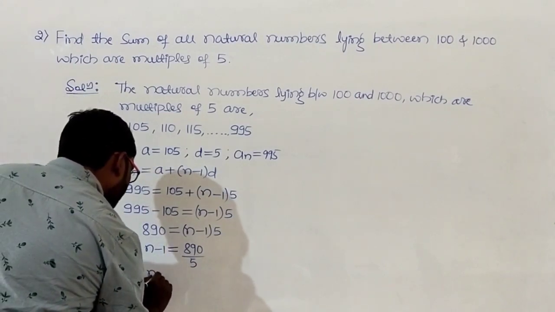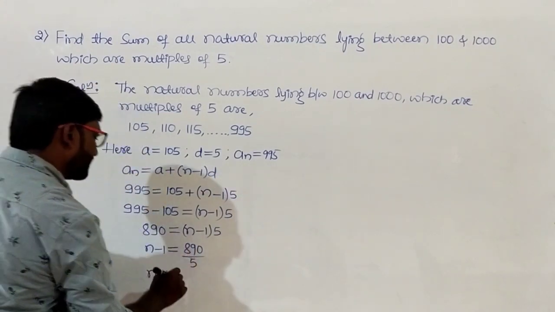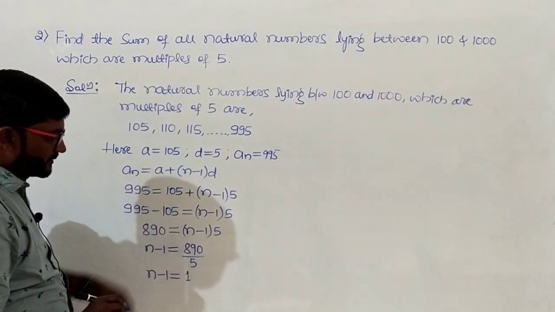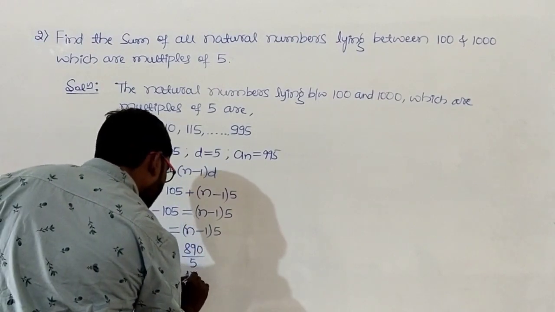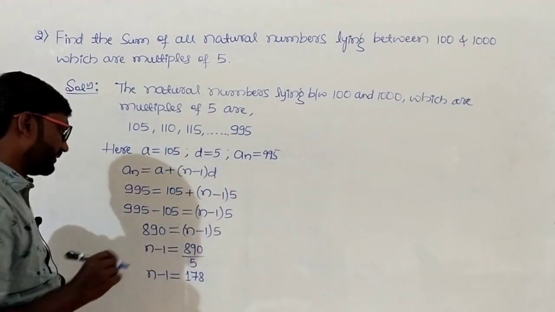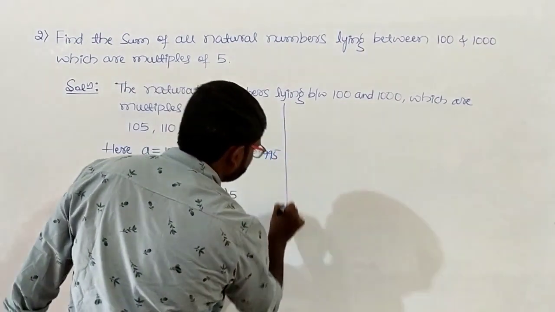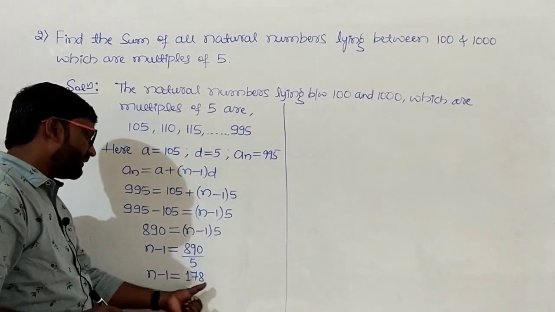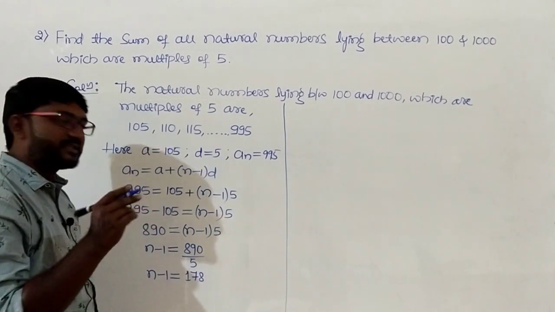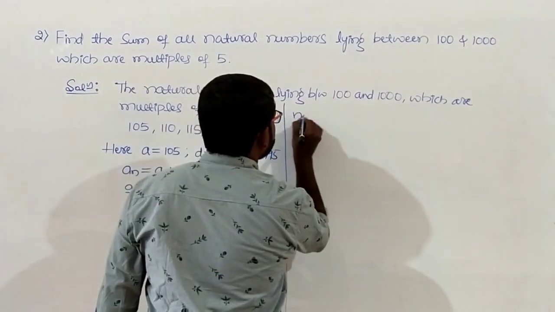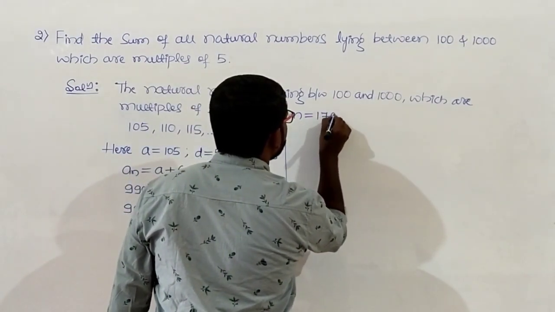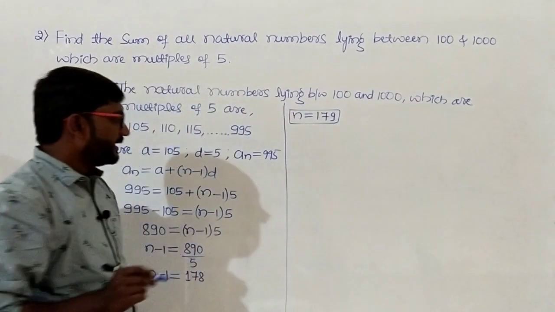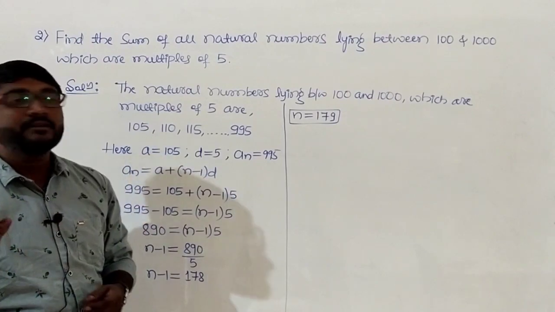n minus 1 is equal to, so 5 ones are 5, then 5 threes are 15, then 5 sevens are 35, then 5 eights are 40. Now take minus 1 to the right hand side, it becomes plus 1. You get 178 plus 1, which is 179. So n is equal to 179. So overall, between 100 and 1000 there are 179 terms.